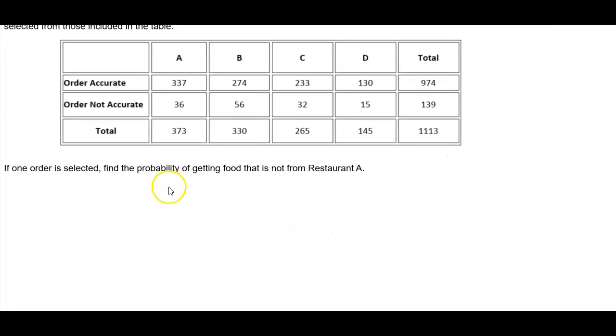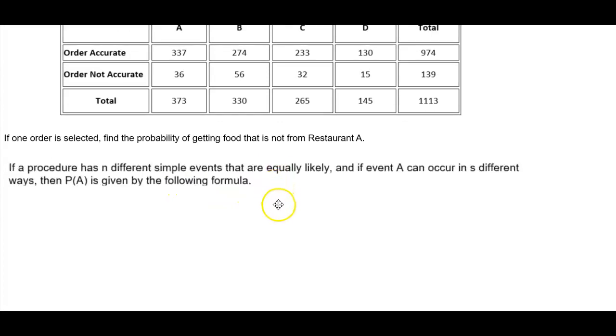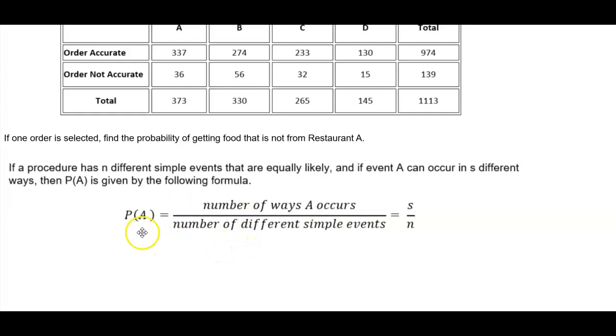Now again, we want to find the probability of getting food that is not from restaurant A. If a procedure has n different simple events that are equally likely, and if event A can occur in s different ways, then the probability of event A is given by the following formula. The probability of event A is equal to the number of ways A can occur over the number of different simple events, which is equal to S over N.